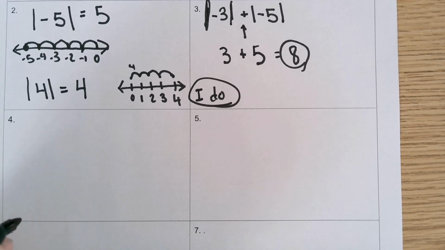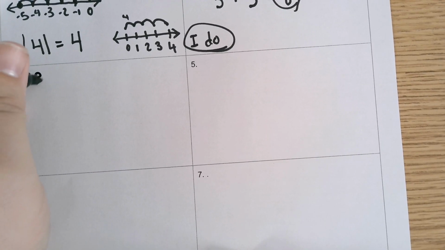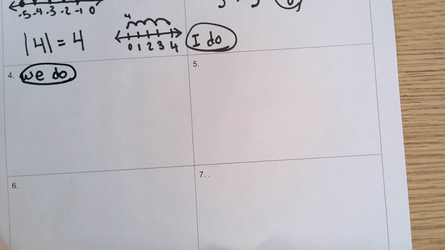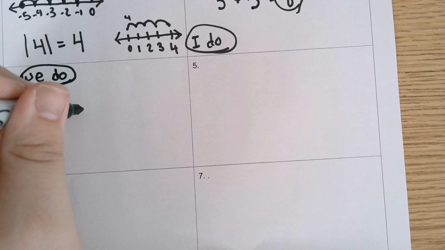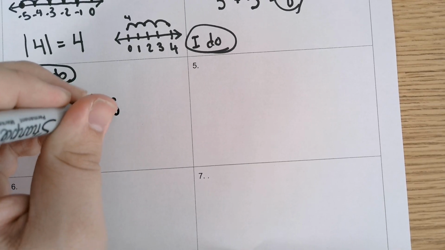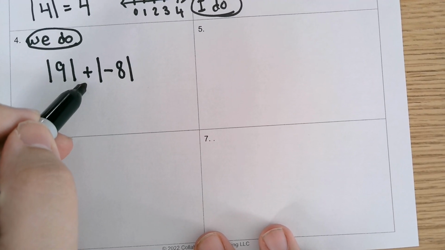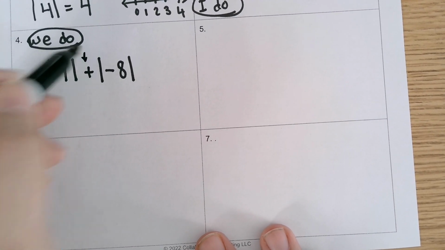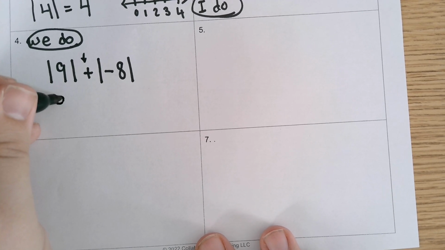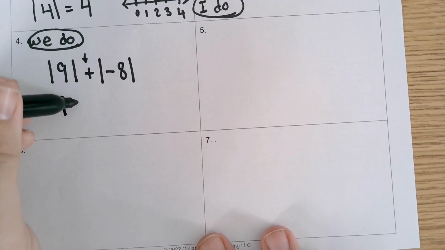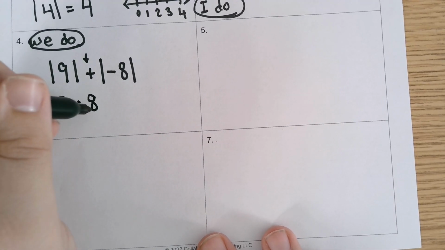So now we move on to this will be our we do. Okay? This is the problem that we did together as a class via calling on people. The absolute value of 9 plus the absolute value of negative 8. All right? So again, our operation is outside the absolute value. So we're going to take our absolute values first. Our absolute value of 9 would be 9. Our absolute value of negative 8 would be 8. 9 plus 8, simple enough.